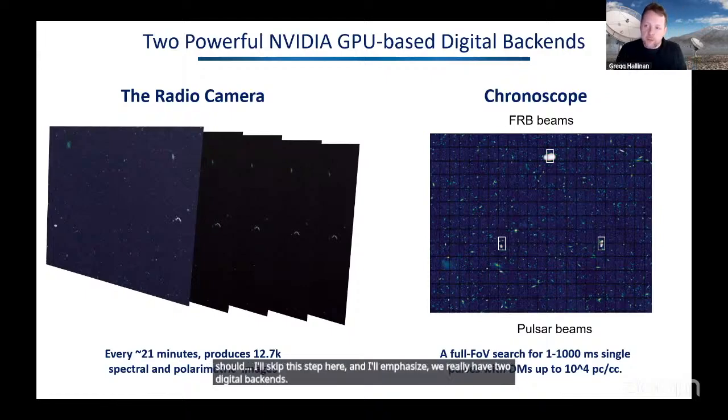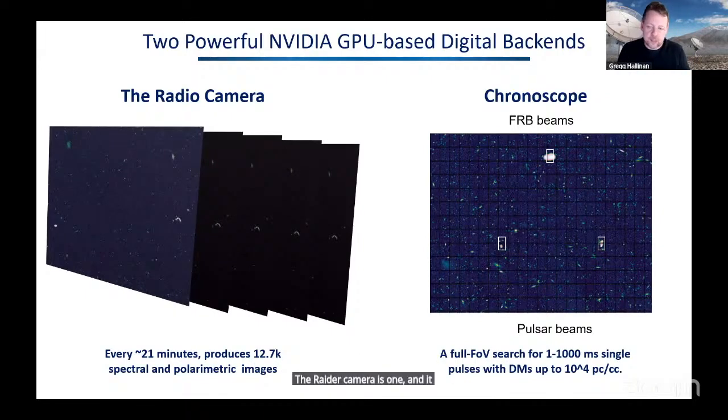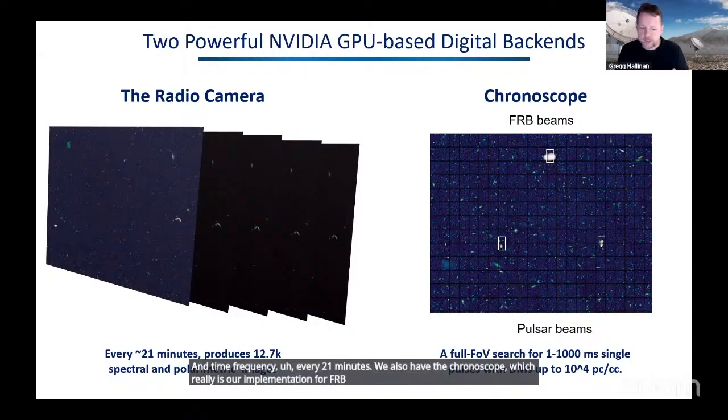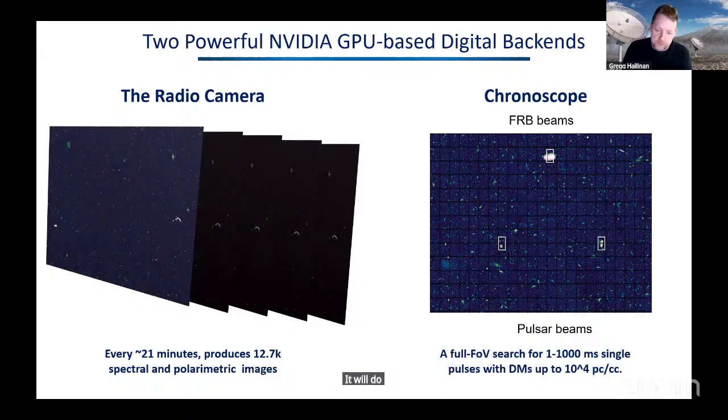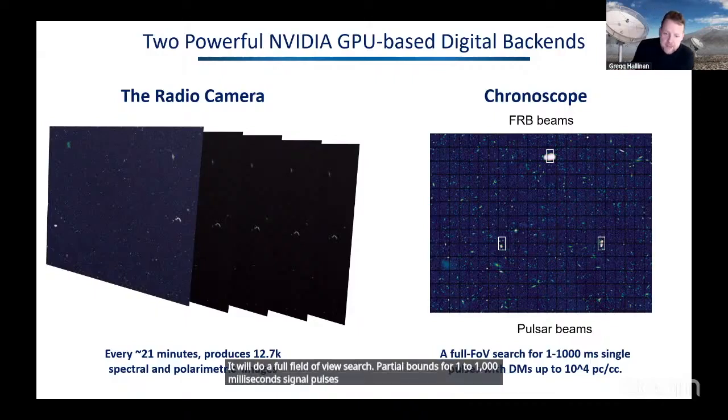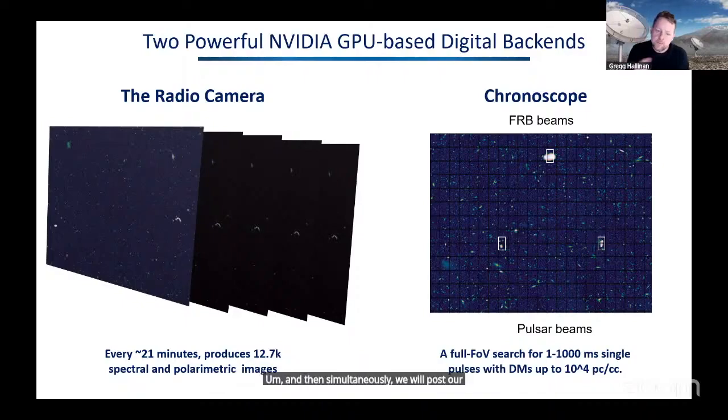The radio camera is one, and it produces these 12.7 thousand images in time frequency every 21 minutes. We also have the chronoscope, which really is our implementation for FRBs and pulsars. It will do a full field of view search, partial band, for 1 to 1,000 millisecond signal pulses up to DM of 10,000. And then simultaneously, we will pulsar search for about 4,000 beams per field.